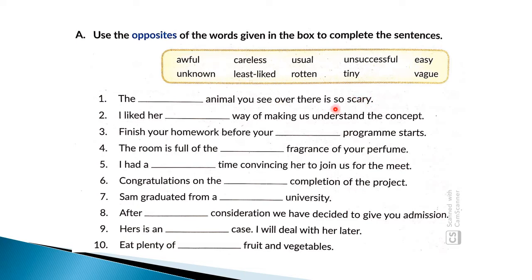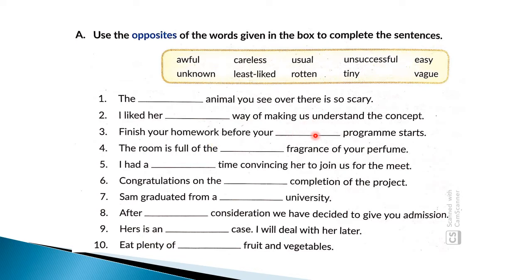Let us see which word will fit. There is a tiny word here. If we use the opposite, huge, then that will be precisely correct for our first statement. The huge animal you see over there is so scary. So we have used this word, tiny. I liked her dash way of making us understand the concept. I think if we use the opposite of vague, which is precise: I liked her precise way of making us understand the concept.